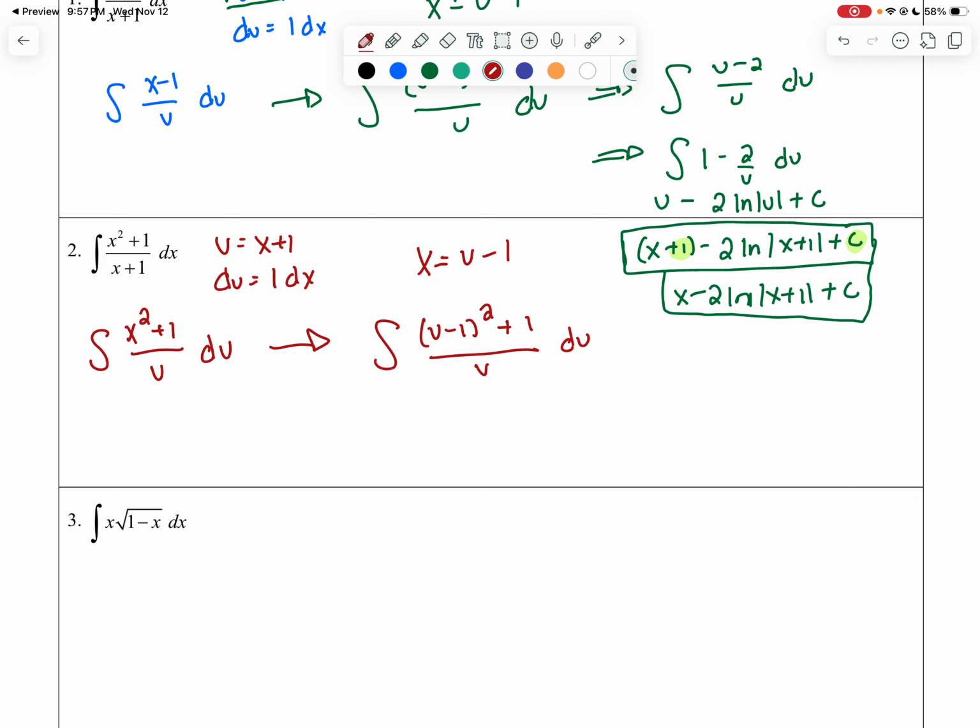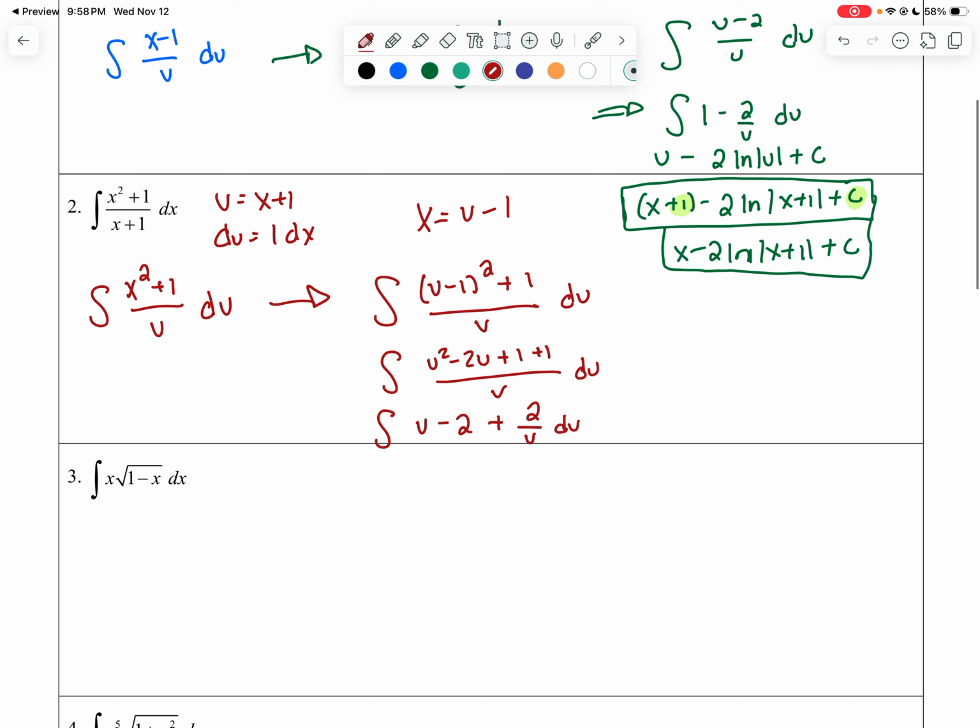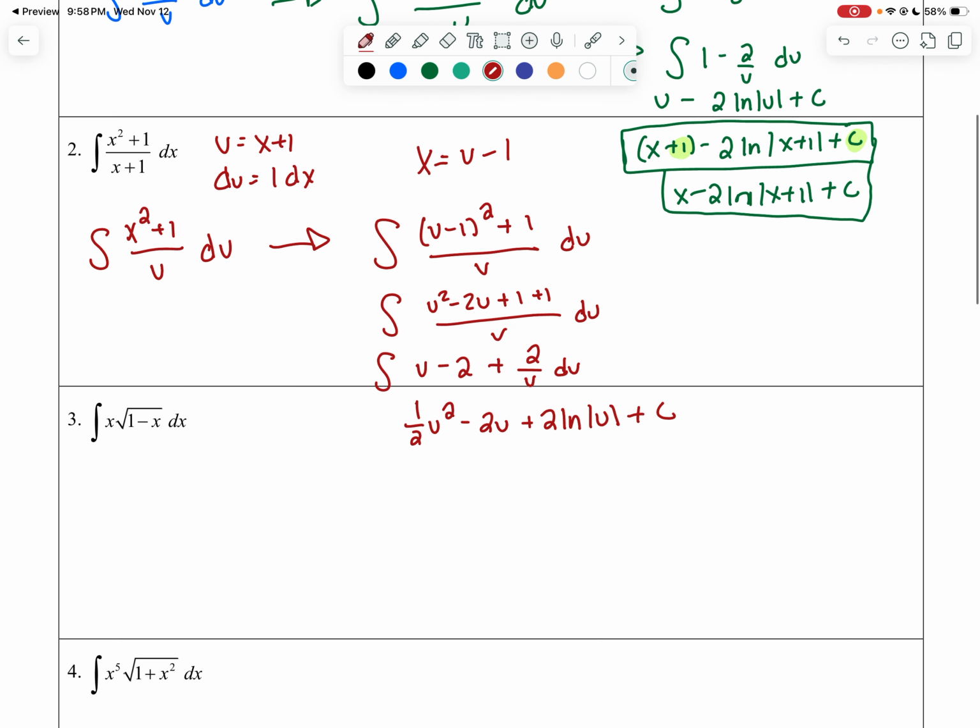Now, what's going to happen here is that I have to do u squared minus 2u plus 1 over u du, which becomes u minus 2 plus 2 over u du. And then if I were to take the antiderivative of that, I get this lovely thing, which then becomes 1/2 x plus 1 squared minus 2 x plus 1 plus 2 ln of x plus 1 plus c.